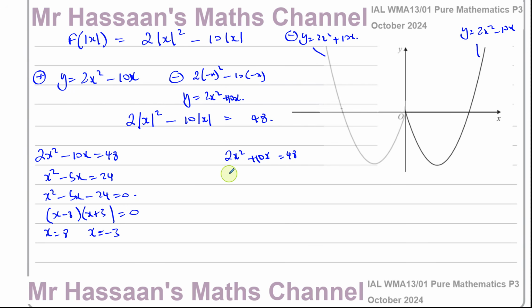And for this one, again, we can divide both sides by 2. x squared plus 5x equals 24. x squared plus 5x minus 24 equals 0. So factorizing will be almost the same, except this time the 8 will be with the positive sign and the 3 will be the negative sign. So x equals negative 8 and x equals positive 3.